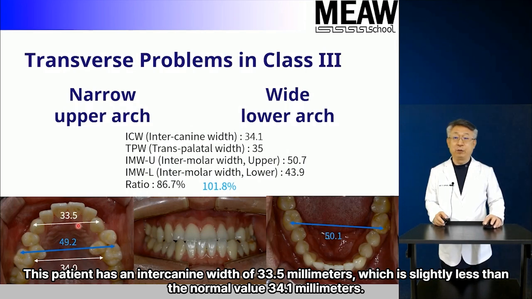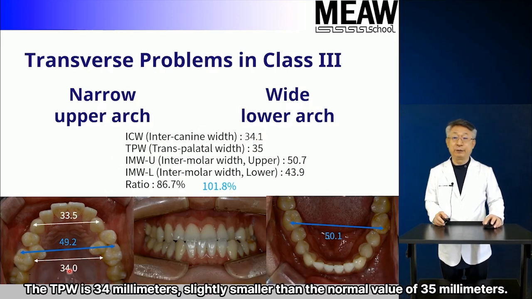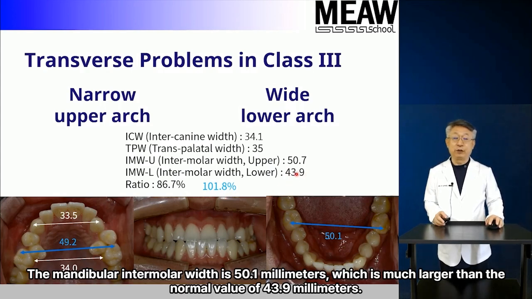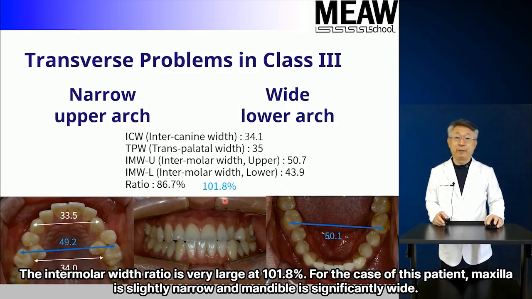This patient has an intercanine width of 33.5 millimeters, which is slightly less than the normal value of 34.1 millimeters. The TPW is 34 millimeters, slightly smaller than the normal value of 35 millimeters. The maxilla is slightly narrow with an intermolar width of 49.2 millimeters. The mandibular intermolar width is 50.1 millimeters, which is much larger than the normal value of 43.9 millimeters. The intermolar width ratio is very large at 101.8%. For the case of this patient, the maxilla is slightly narrow and the mandible is significantly wide.